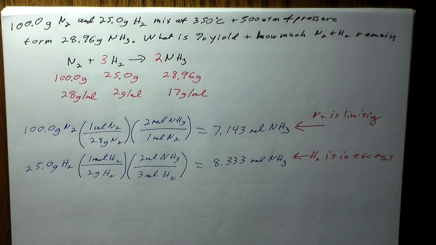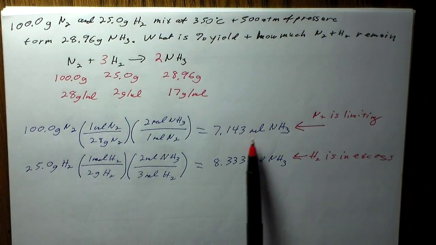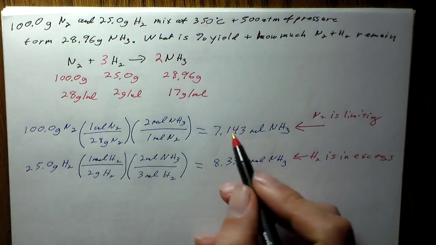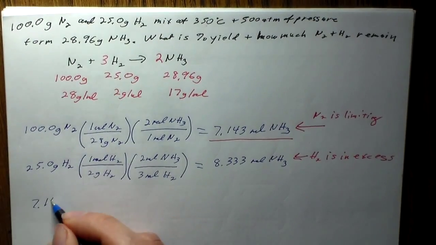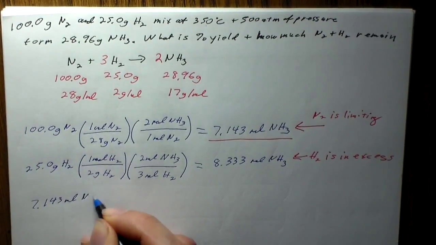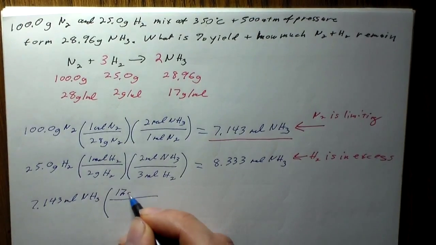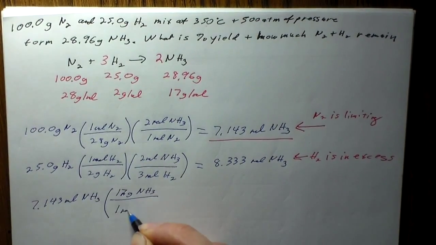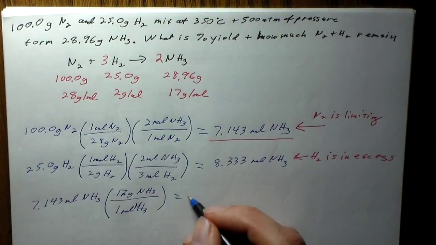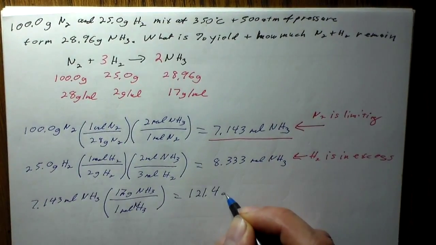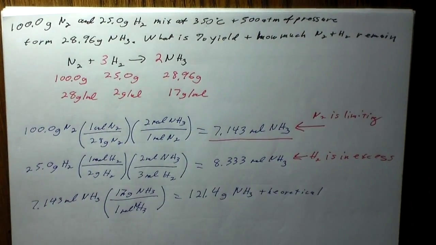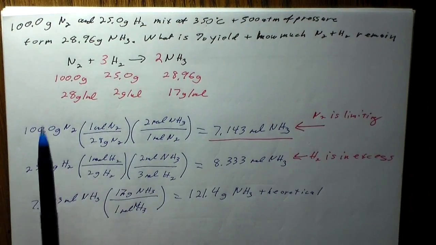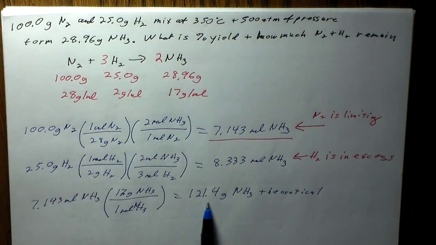So we know what our limiting reagent is. Now we can go and figure out, well, how much ammonia should be produced. So we're going to use this value here, and we're going to say 7.143 moles of ammonia times 17 grams of ammonia per 1 mole of ammonia. And we calculate this out. We have here 121.4 grams of NH3, and this is the theoretical. Okay, so theoretically, if all of the ammonia was produced that the nitrogen could produce, we would get 121.4 grams of ammonia in theory.